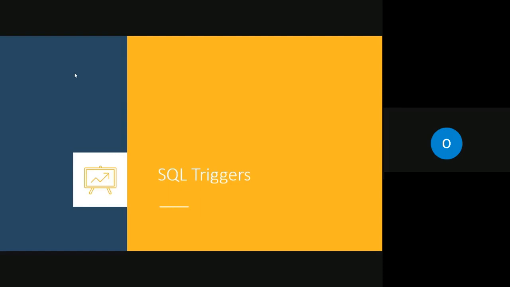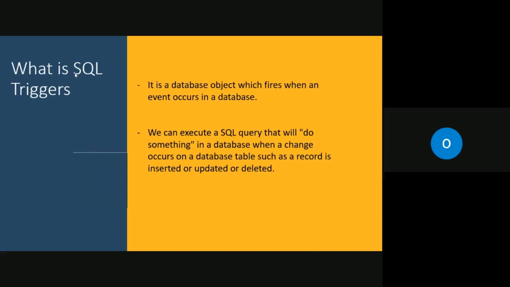So, first, what is SQL triggers? SQL triggers is a database object which fires when an event occurs in the database. Also, we can execute a SQL query that will do something in a database when a change occurs on a database table, such as a record is inserted or updated or deleted. For example, a trigger can be set on a record insert in a database table, just like what I have said earlier.